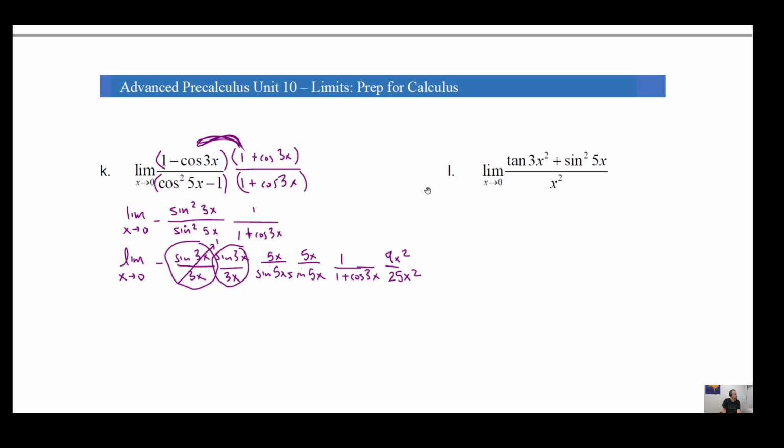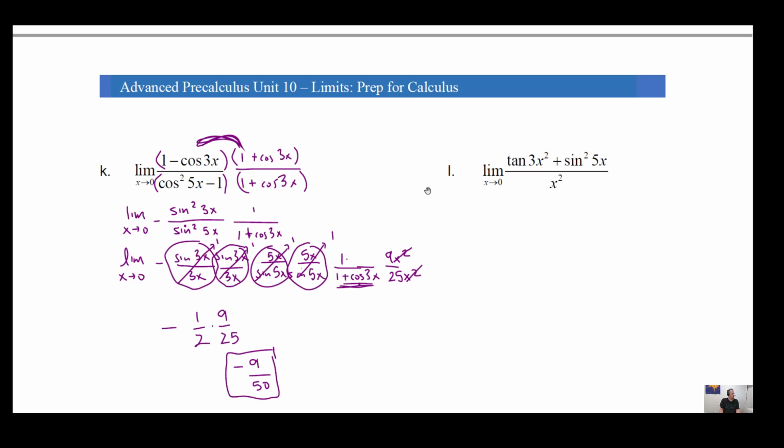Fact number 1. Reciprocal of fact number 1. X squareds and x squareds cancel. And of course, cosine of 0 would be 1. So I'm getting negative sine, 1 over 1 plus 1, 9 over 25. So it looks like our final answer is negative 9 over 50. Ta-da!